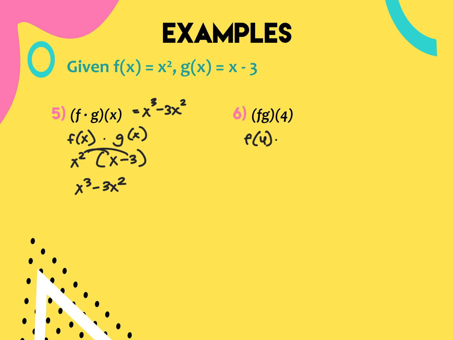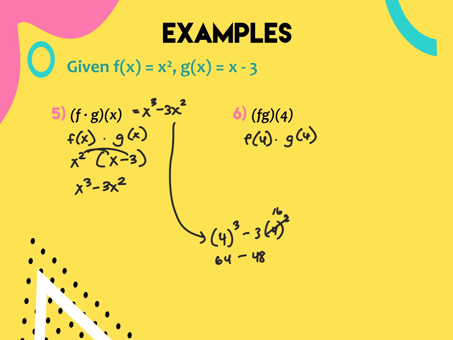Now again, if I have fg of 4, that's again f of 4 times g of 4. If I want, I could just use this one. I could just say, okay, 4 cubed minus 3 times 4 squared. 64 minus, 4 squared is 16, times 3 is 48. And so that would be 16. So I know my answer is going to be 16.